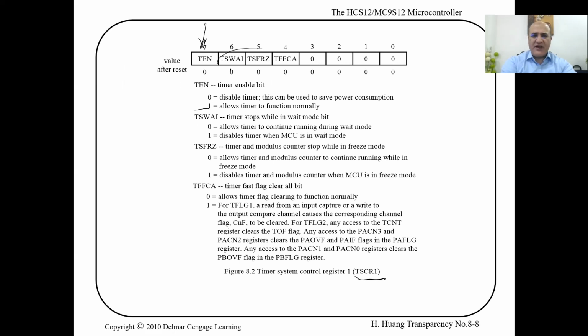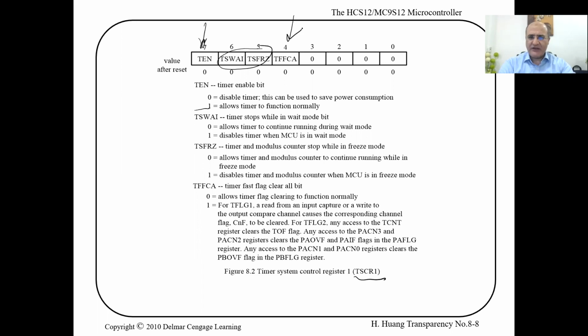These bits control what happens in the wait and freeze modes. Let's ignore them for now. You can keep the timer running in wait mode or stop mode, or stop it, up to us. But since we are not covering freeze and stop mode, we don't care about them right now. And there is a bit here called timer fast flag clear. You enable or disable it from this bit.